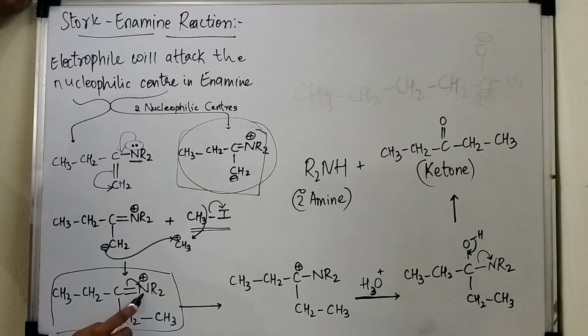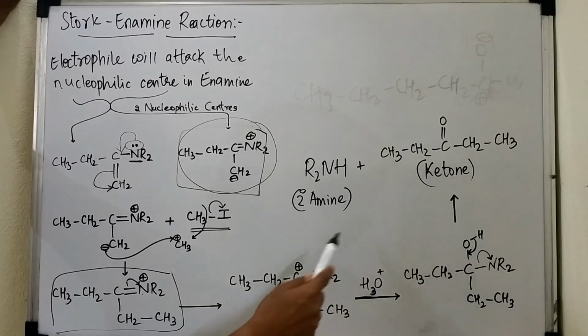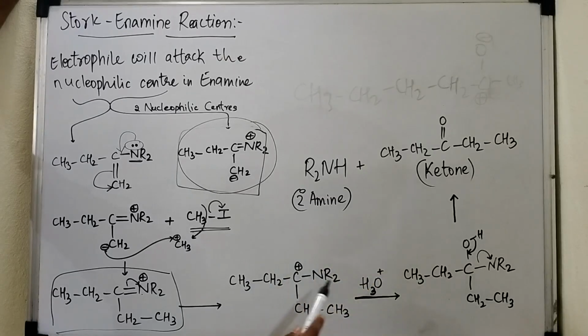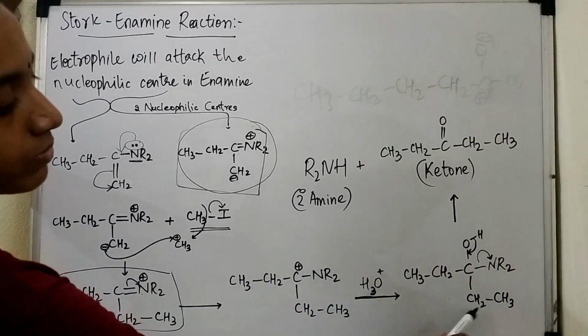Now here, nitrogen is forming four bonds. So it is carrying a positive charge. This positively charged nitrogen will take the bond from carbon, leaving this carbon positively charged. Now this carbocation will undergo hydrolysis, where OH- will attack the positively charged carbon, forming a structure like this.